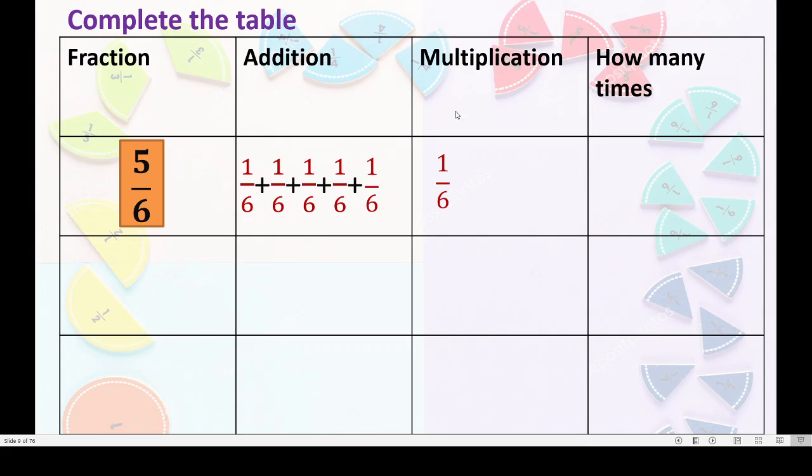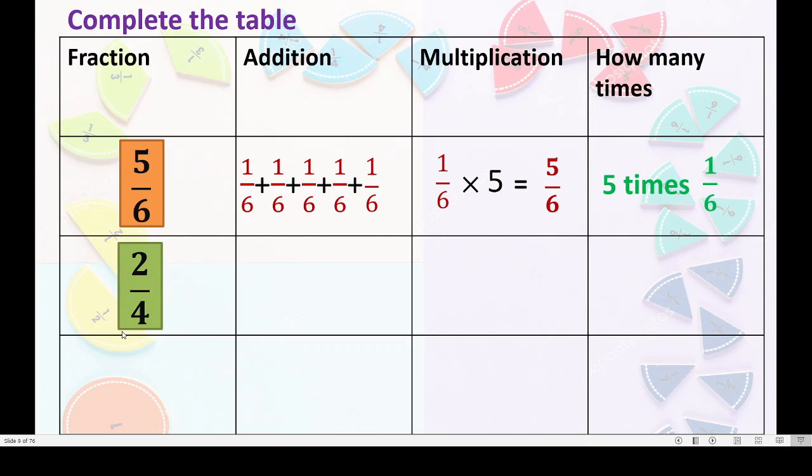Right? Now in multiplication, 1 upon 6, how many times have we multiplied? 1, 2, 3, 4, 5 times. So I will write here 5. How many times? 5 times 1 upon 6. What to write here? 5 times 1 upon 6. What is the answer?